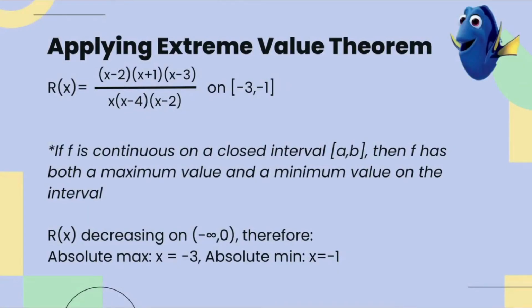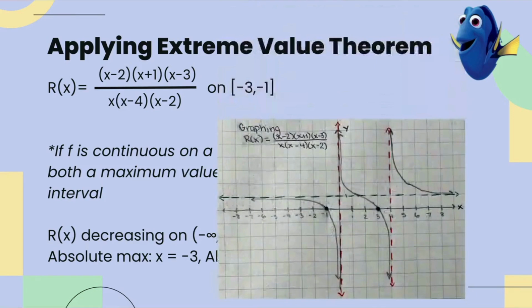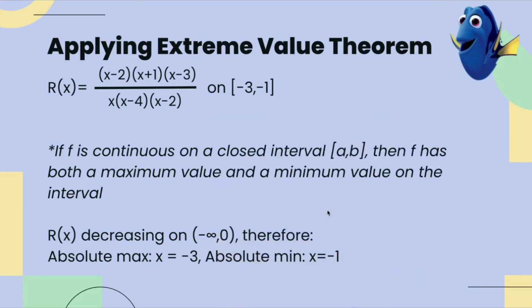We are also able to apply the extreme value theorem on this function. Now, the extreme value theorem states that if f is continuous on a closed interval a to b, then f has both a maximum value and a minimum value on the interval. So, applying this, I limited the interval of this function to -3 to -1, and we know from analyzing the graph before that the function is decreasing from -infinity to 0, meaning that it is decreasing on this closed interval. And so when only looking from -3 to -1, we know that the absolute maximum is at x equals -3 and the absolute minimum would be at x equals -1.